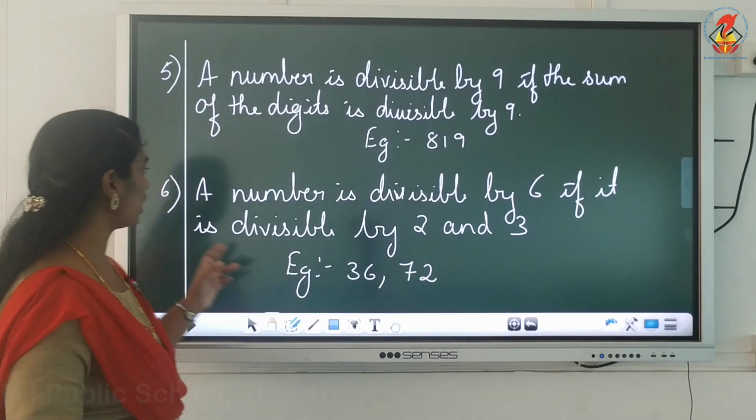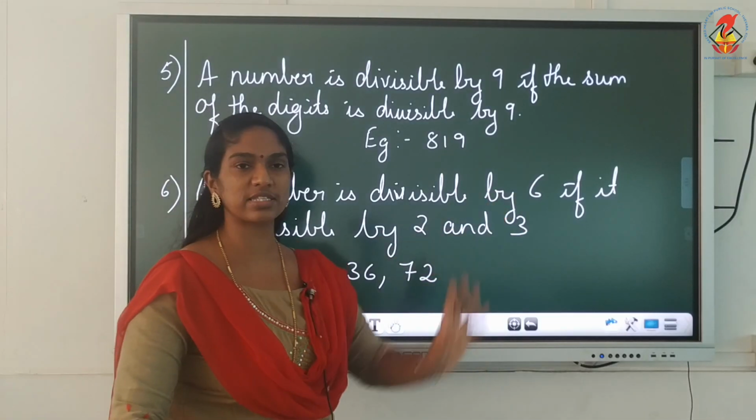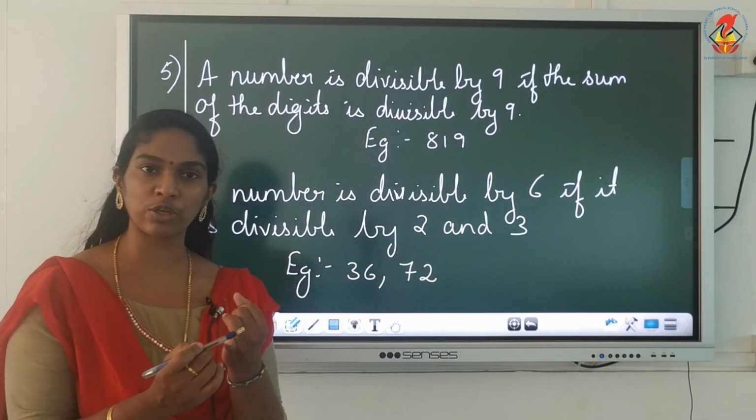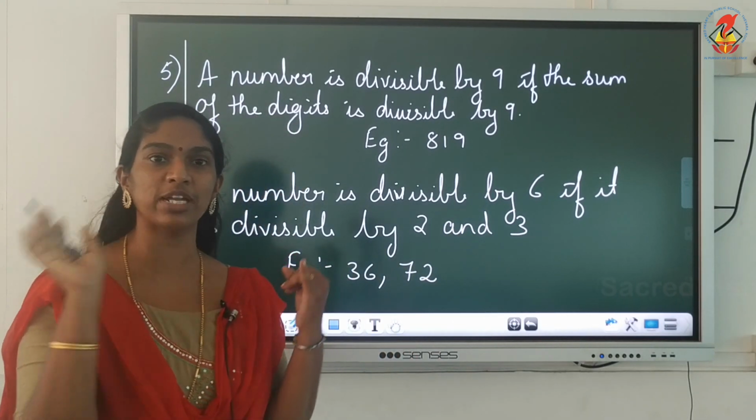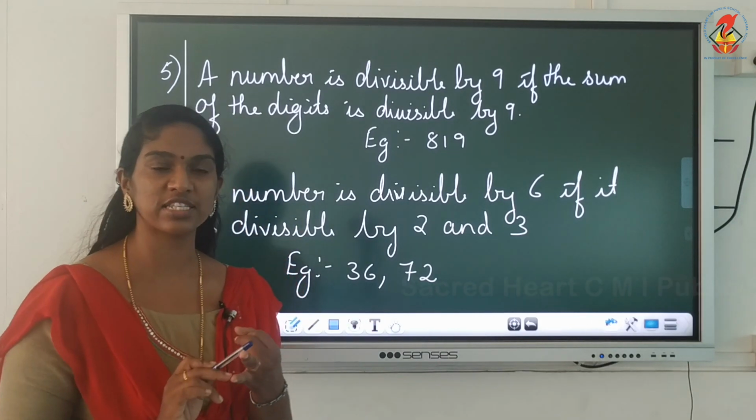Okay. Then the next rule, a number is divisible by 6. How do you check a number is divisible by 6? If that number is divisible by 2 and 3, then I can say that number is divisible by 6. Why? Because 2 into 3 is 6. So we know what is the divisibility rule for 2. What is it? If it is an even number, it will be divisible by 2. What is the divisibility rule for 3? You have to add the digits and see, right?